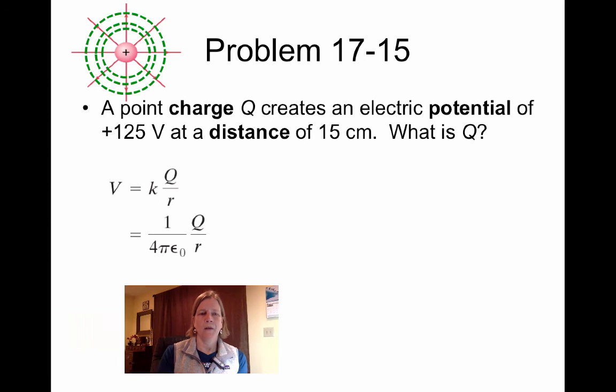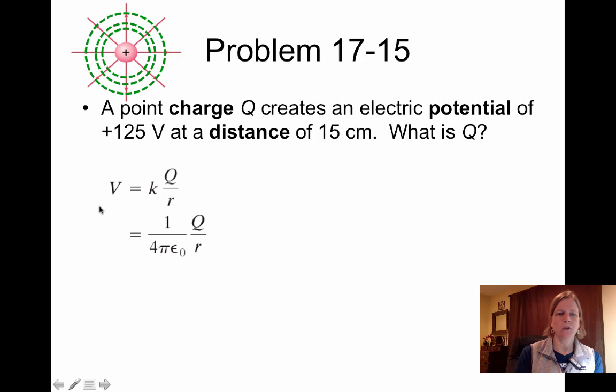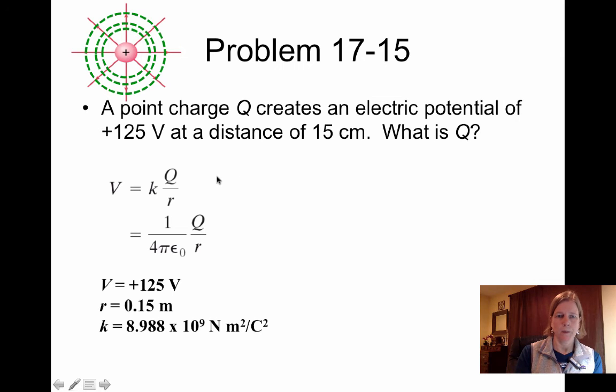All right, we have an equation that relates potential to charge and radial distance, and that's exactly what I need for this problem. I'm asked to solve for Q, so I can rearrange for that, and I'll write down what my knowns are. Be a little careful in this case. So my potential is plus 125 volts at a radius of 15 centimeters. I always convert to meters so that units will cancel easily. So that's 0.15 meters. And my constant here is 8.988 times 10 to the 9 Newton meters squared per Coulomb squared.